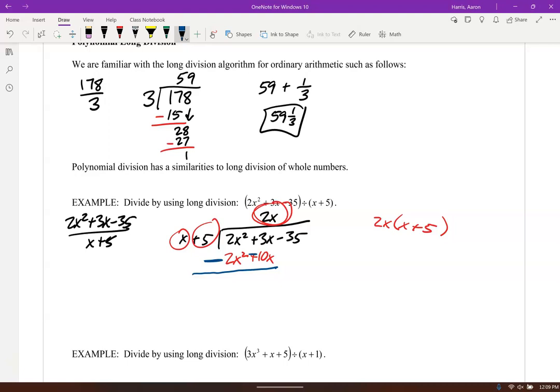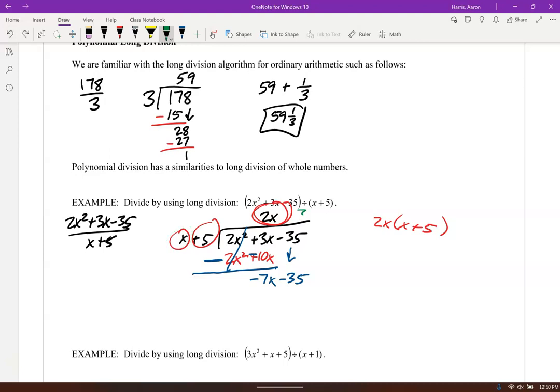And so now I got 2x squared minus 2x squared. Well, that's gone. And now I got 3x minus 10x, which gives me negative 7x. And then I'm going to bring down the next term, minus 35. So now my question is, I'm trying to match that negative 7x. You see that negative 7x right there? I'm trying to match it. I have to match it.